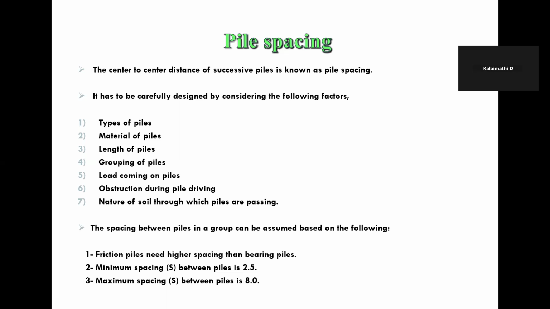For friction piles, higher spacing should be provided. Minimum spacing between piles is 2.5 meter and maximum spacing is 8 meter.